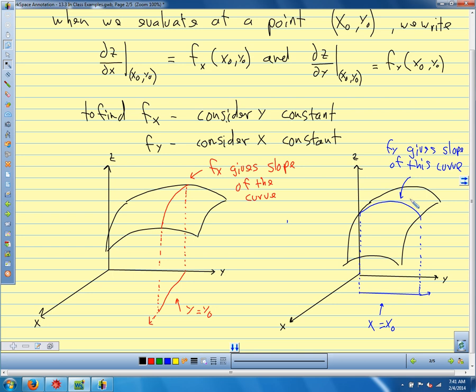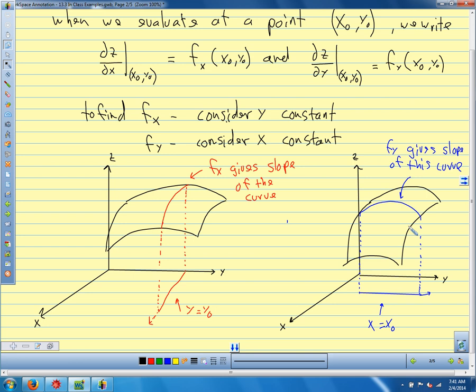So the important things from this first part: partial derivative with respect to x, consider y a constant. It gives us the slope of this curve, moving only in the x direction. Partial derivative with respect to y, we consider x a constant, and it gives us the slope of this curve as we move only in the y direction along the surface.